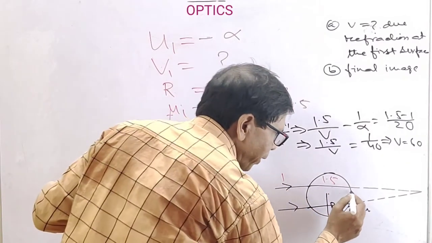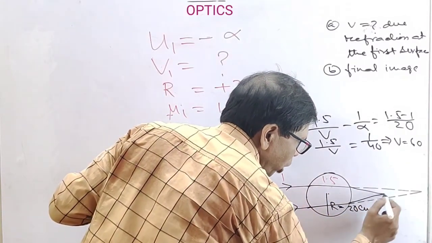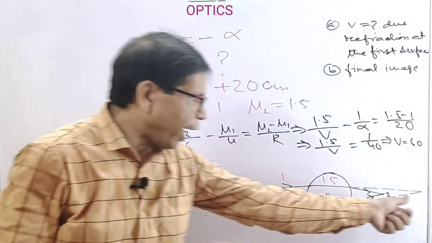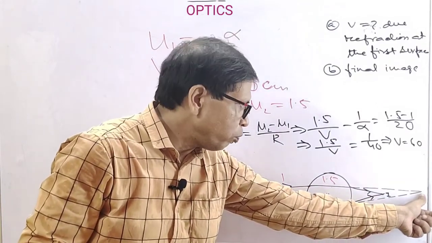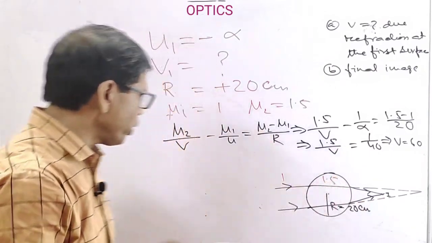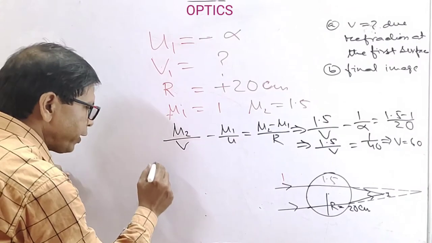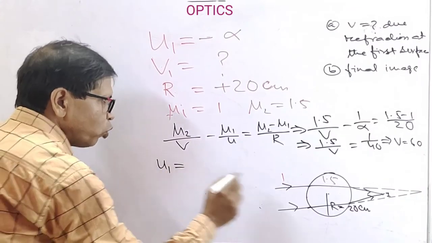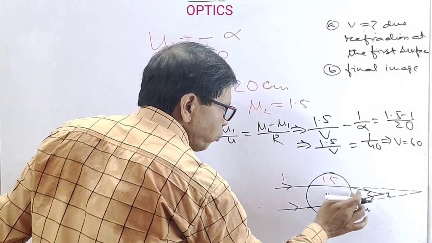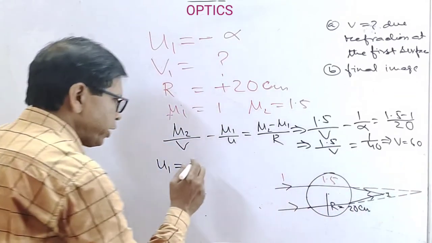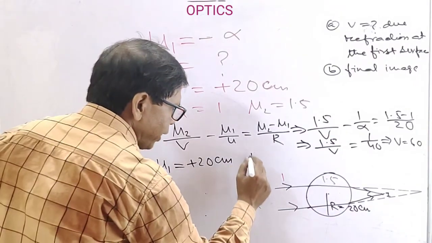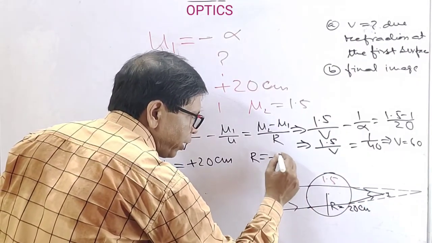Now the ray is again refracted at the second surface and the final image is formed at this point. So now we have to calculate this. The image formed due to the first surface acts as the object for the second surface. For the second surface, this distance is 60 centimeters and this is 40 centimeters, so the object distance from the second surface is +20 centimeters. And the radius of curvature for this surface is −20.